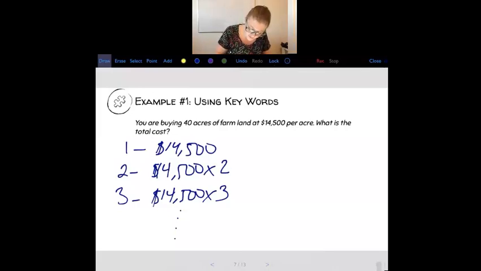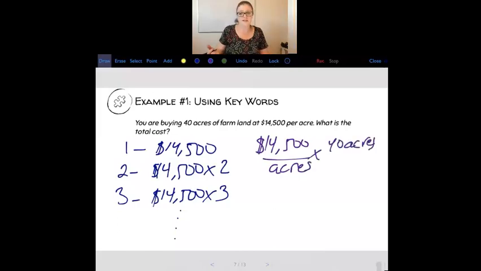So in this problem, to get the final answer, we would have 14,500 per acre, and we're multiplying it by 40 acres. Notice I've set this up in a way that allows the units to cancel, and we're just going to be left with cost, which is going to become very important in some of the other problems we do. So I'm going to multiply this out. 14,500 times 40 gives us 580,000.